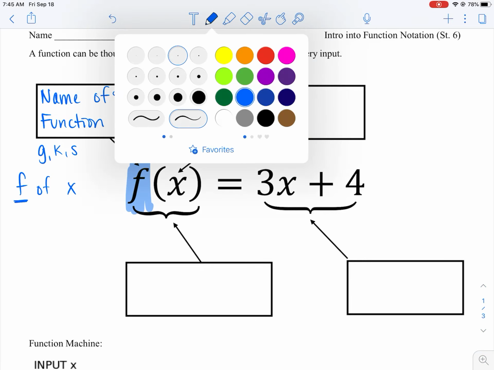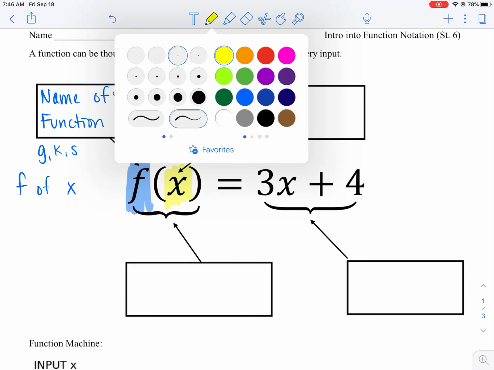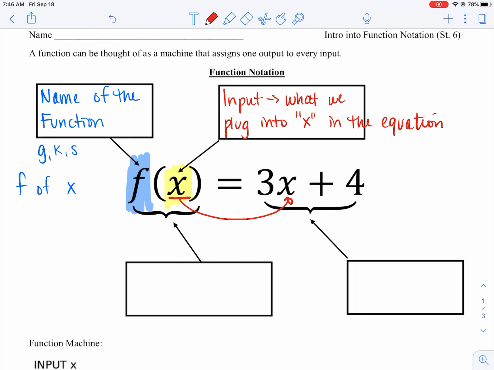The second part of this function right here is what we would call the input, okay? And the input is what we plug into x in the function, or maybe a better way to think about that, in the equation. So whatever you see here, you're going to end up plugging that into this x right here, to actually get the output, all right?